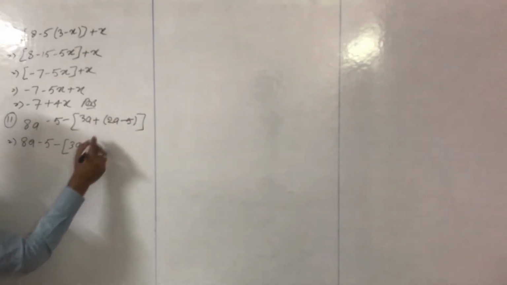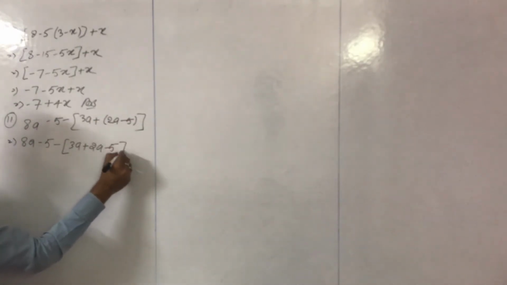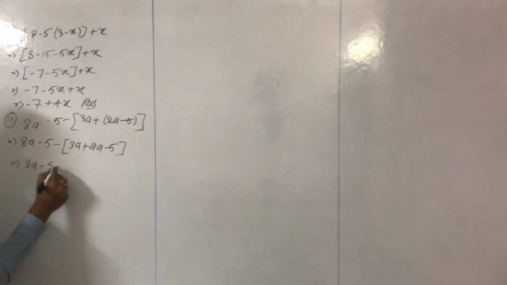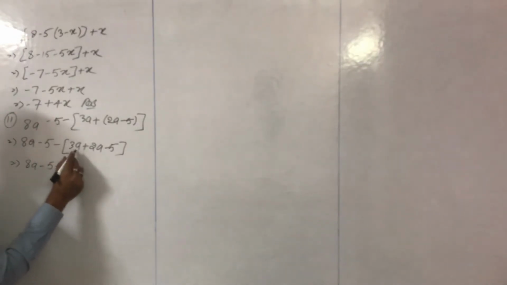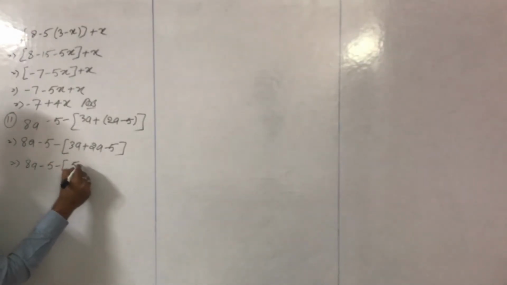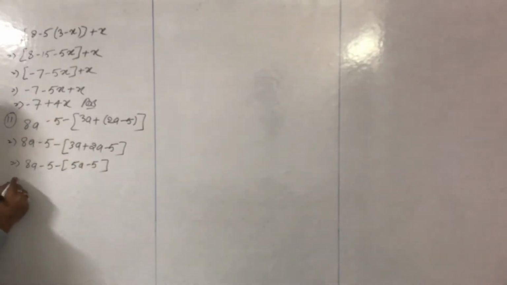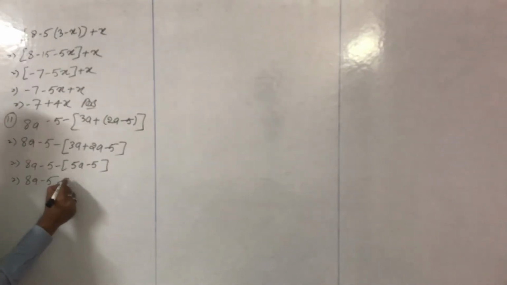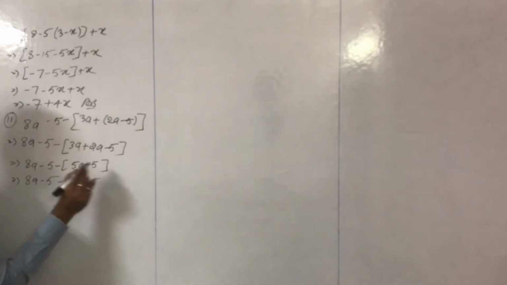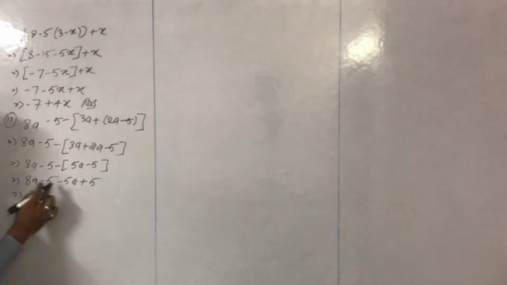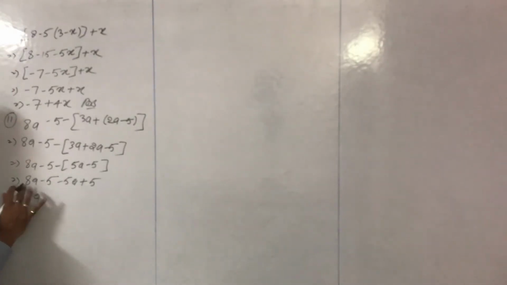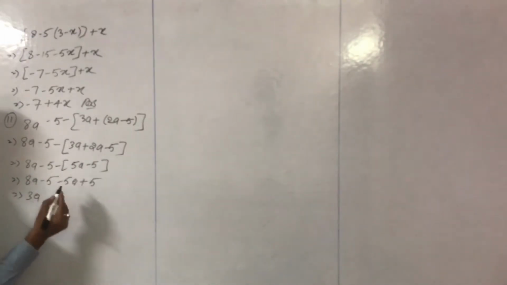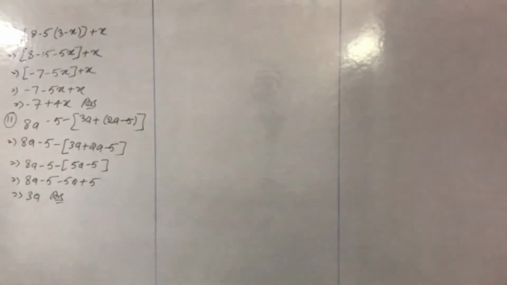So by removing this bracket, 2a minus 5 with same sign, again 8a minus 5, okay, minus 3a plus 2a, so 3 plus 2, 5a minus 5. 8a minus 5, and if you remove this bracket, minus 5a, and minus minus plus 5. In the last step, 8a minus 5a, 3a with positive sign, and minus 5 plus 5 is 0. So 3a is the answer.